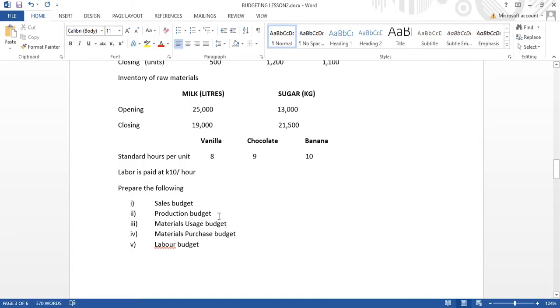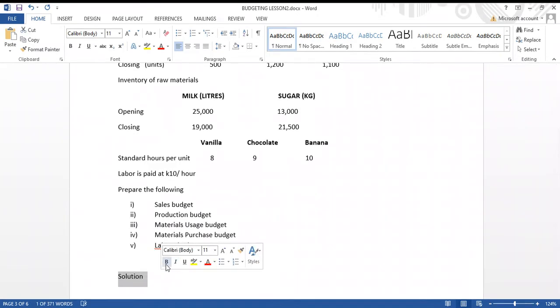So the question tells us to prepare the following: the sales budget, the production budget, the materials usage budget, materials purchase budget, and the labor budget. So that's what we're going to do. First thing, we'll start with the sales budget, how much revenue we expect to get.